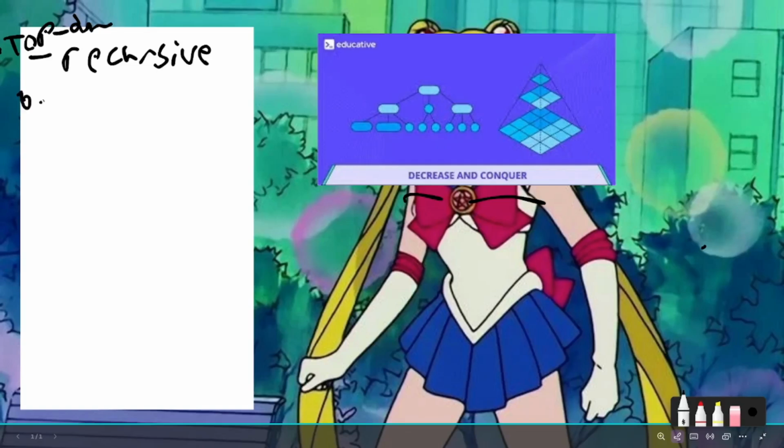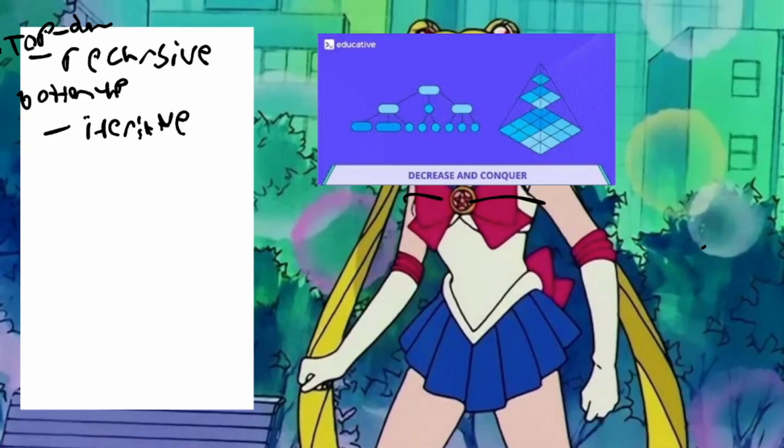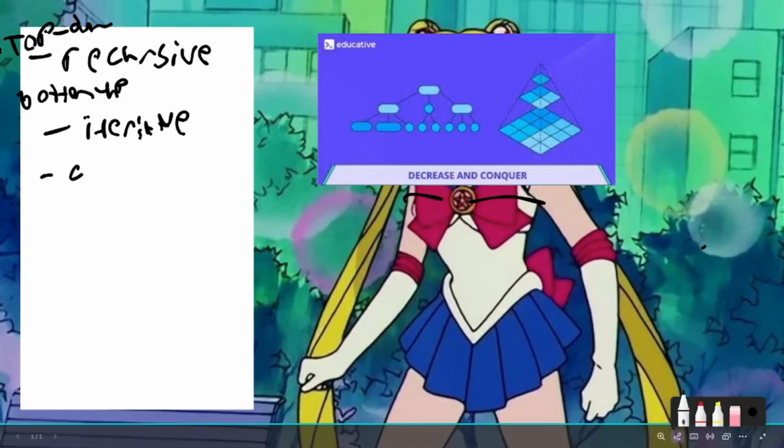Or you can do a bottom-up approach, which lends itself more to an iterative implementation. So, like loops and stuff. There's 3 different kinds of decreasing a problem. You can decrease by a constant, which typically you're going to reduce it by 1. And you might see that in a topological sort problem. You might see it very soon, who knows.